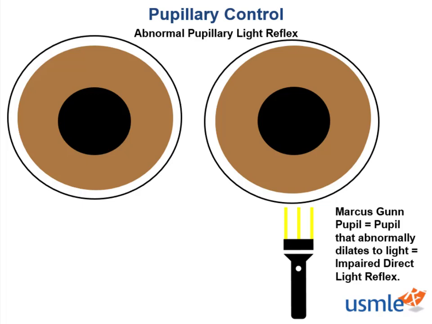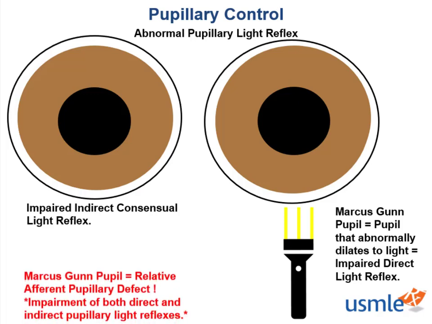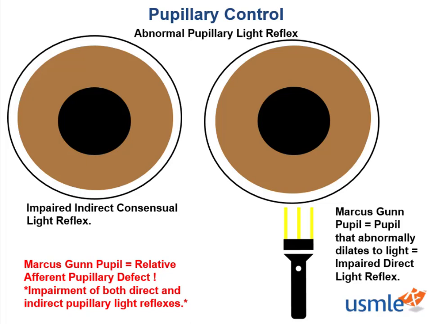Additionally, the opposite eye demonstrated an impaired indirect consensual light reflex. This occurred because the eye that was directly exposed to the light source did not appropriately sense the light source. That is, a problem with the afferent light signaling or sensory light signaling pathway that triggers appropriate constriction of both eyes' pupils. Overall, the presence of a Gunn pupil indicates a relative afferent pupillary defect, which is impairment of both the direct and indirect pupillary light reflexes.